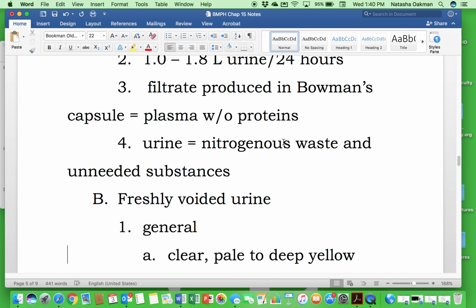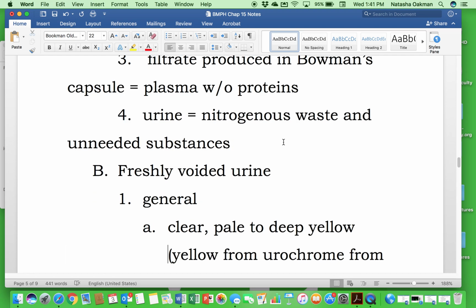If you're really hydrated, it's going to be on the pale side. If you're really dehydrated, it's going to be a deeper yellow, almost an orange color, because there's so little water in it, and it's just other things that are in there. And we'll talk about what those other things are.